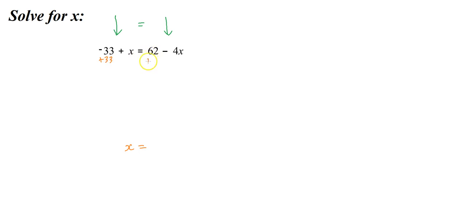And we must do the same to the other side. So we've just cancelled that out. So what's left on the left-hand side? Only the positive x there. And on this side, we have 95 minus 4x.